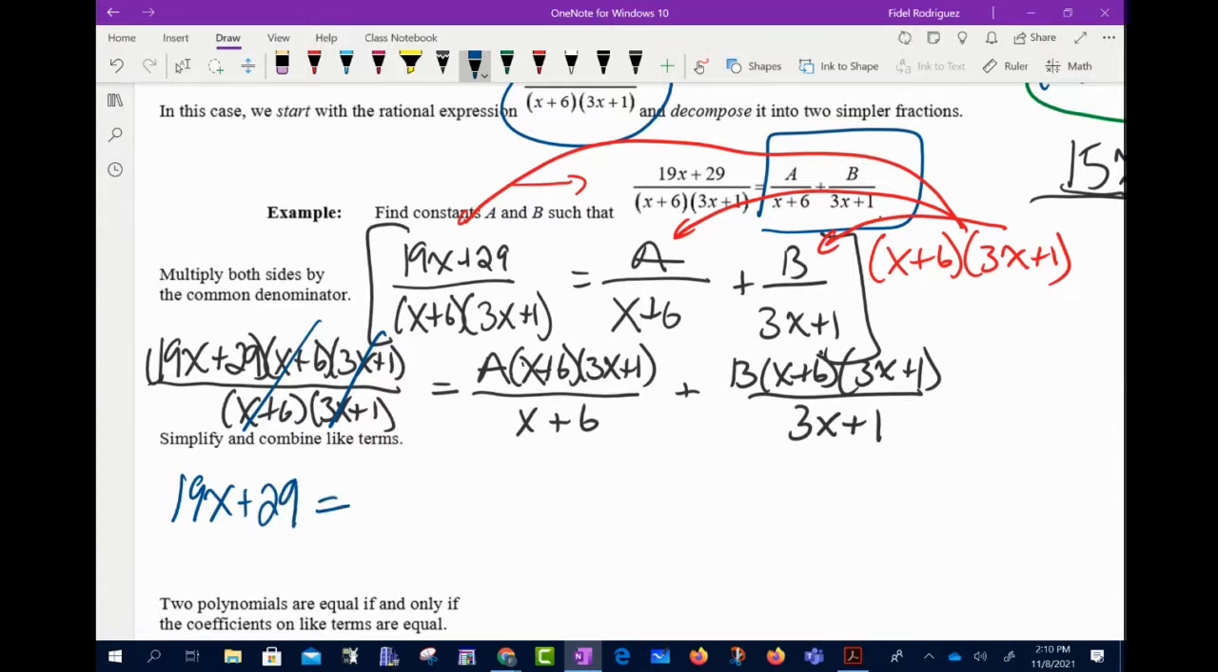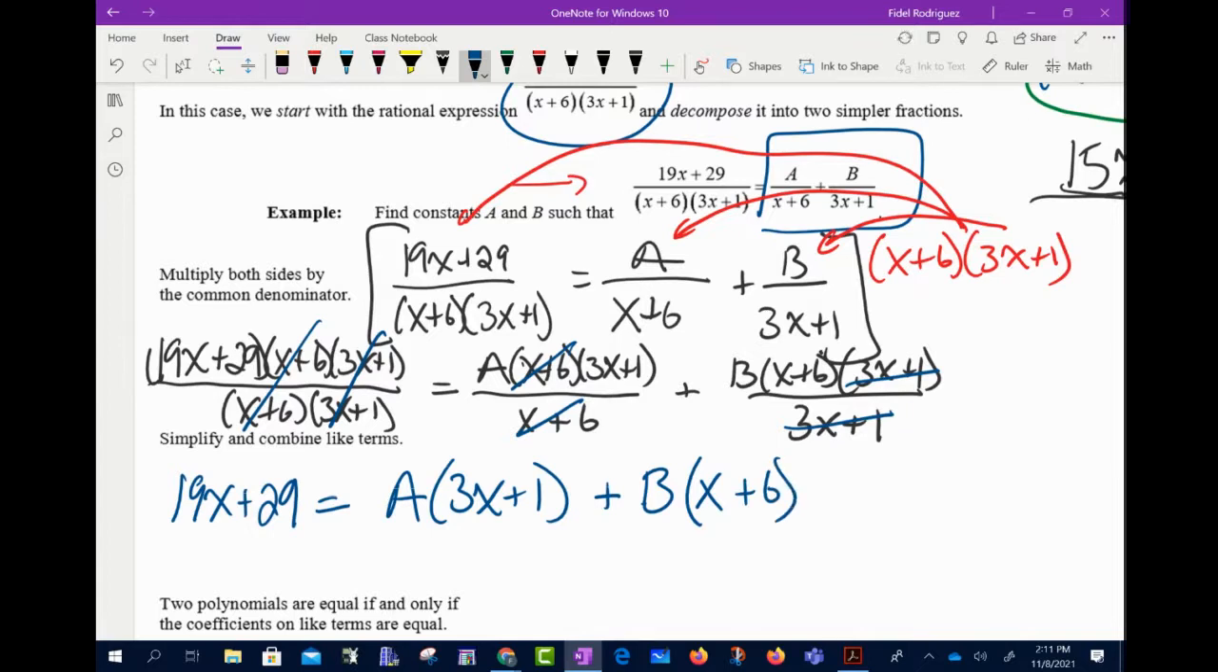In the second fraction, everybody agree x plus 6's are going to cancel? So I'm going to be left with a times 3x plus 1. And in the third fraction, the 3x plus 1's are going to cancel, and I'm going to be left with b times x plus 6. Okay?